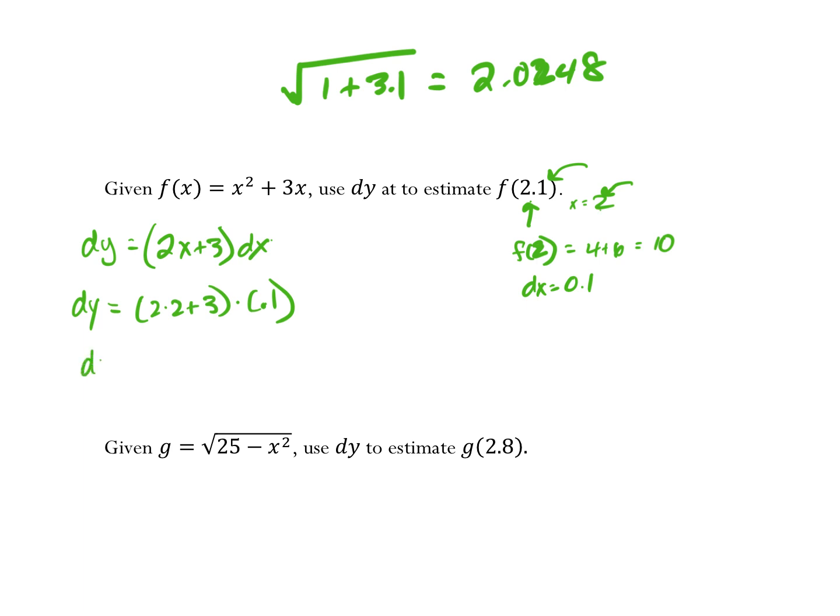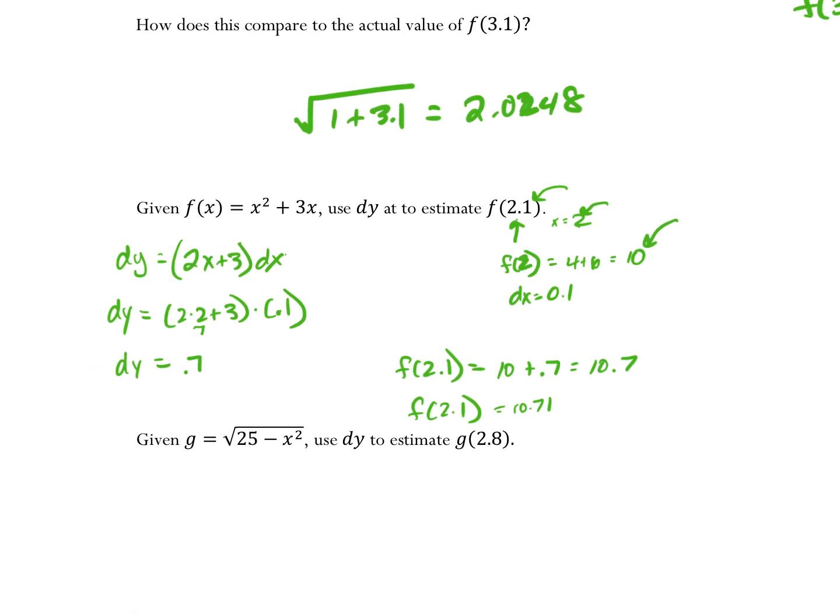All right, so now a little bit of arithmetic here. 7 times 0.1 is 0.7. So our guess for f of 2.1 is going to be the 10 from f of 2 plus that change in y of 0.7. So our best guess is 10.7. If you plug in f of 2.1, you get 10.71. We're pretty darn close.